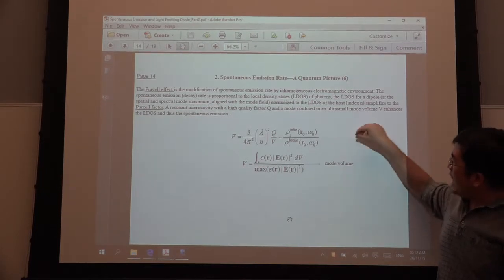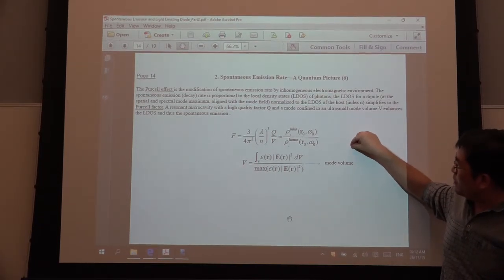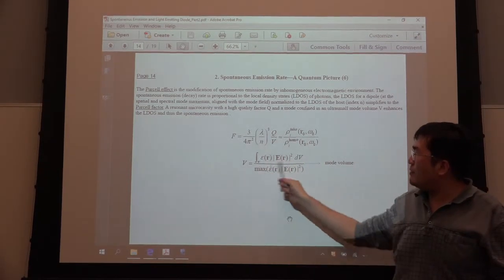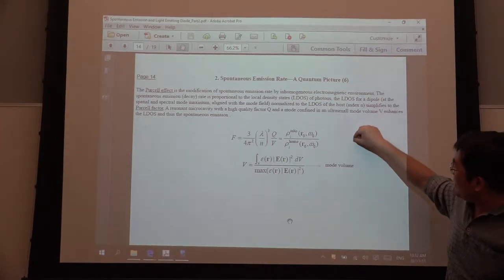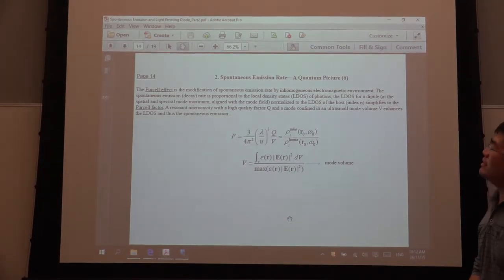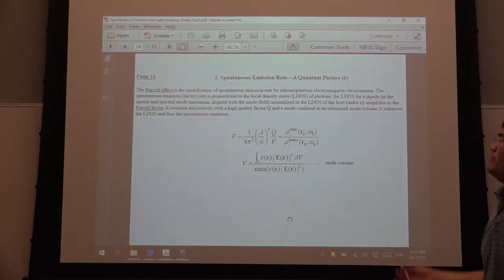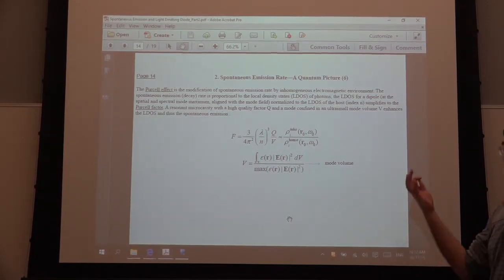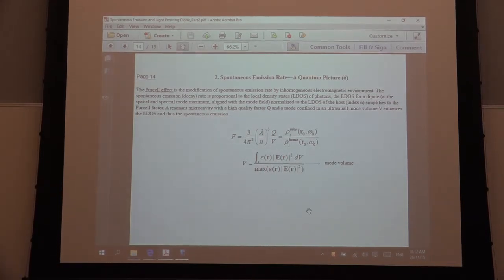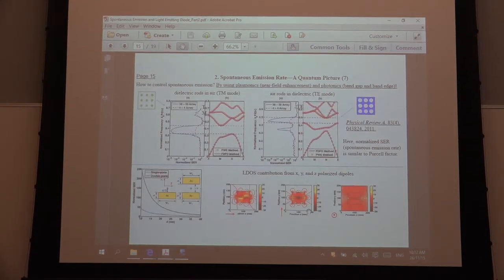For a cavity, if the EM wave is very focused in a small volume, V becomes very small. This is the maximum value, and this is the average value. If the focused EM wave is in a very small region, V becomes very small, so spontaneous emission can become very large. We call it the Purcell factor. For a large Purcell factor, we have a large local density of states and large spontaneous emission. The radiation time will reduce, the decay rate will increase, and the lifetime will be short.